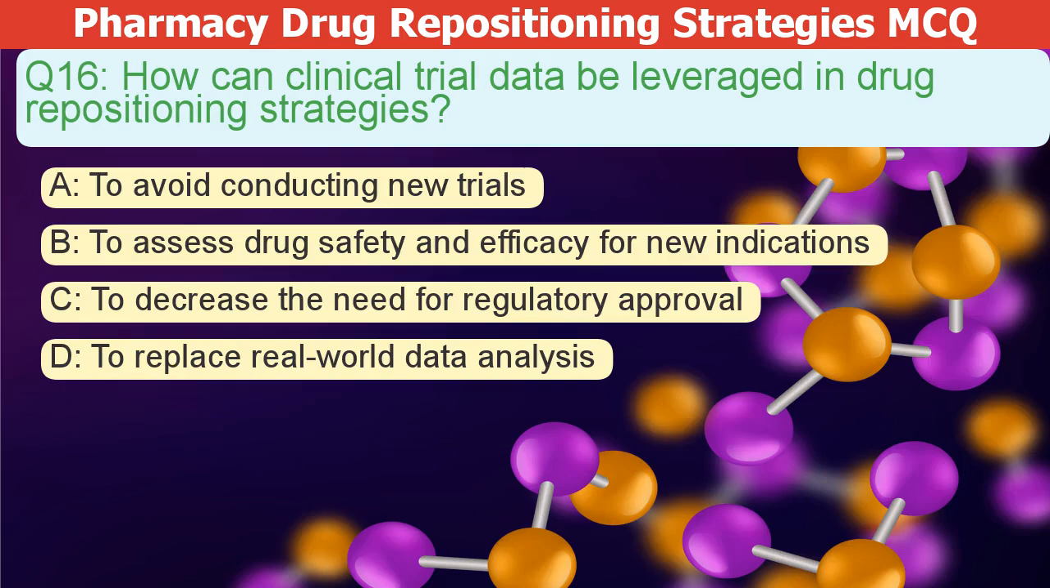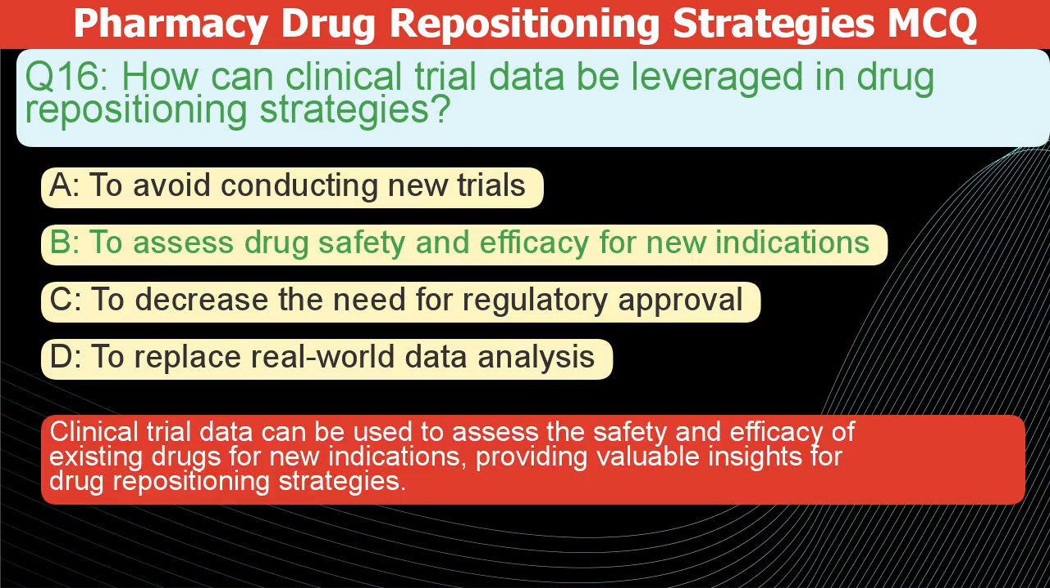How can clinical trial data be leveraged in drug repositioning strategies? A. To avoid conducting new trials. B. To assess drug safety and efficacy for new indications. C. To decrease the need for regulatory approval. D. To replace real-world data analysis. The correct answer is B.